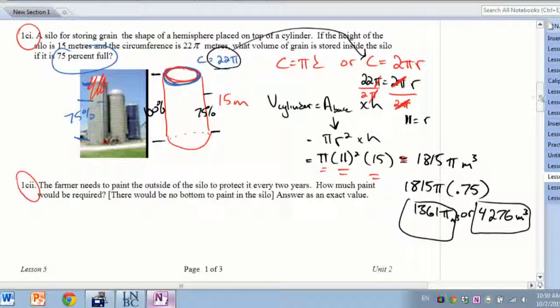The second one asked, the farmer needs to paint the outside of the silo, protect it every 2 years. How much paint would be required? There would be no bottom to paint the silo. So 6,576.